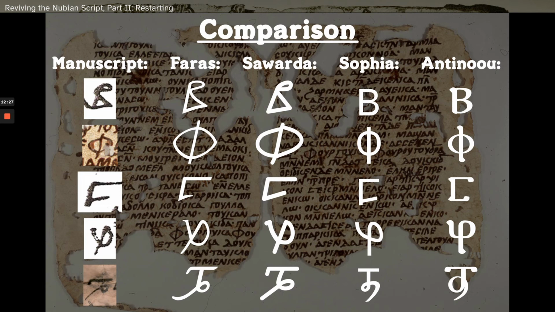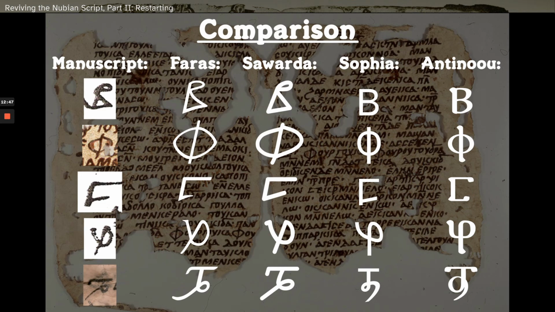This was the idea presented by Joel Mitchell of Taros Press when he began developing the Faros typeface, where I have some examples of letters here compared to their manuscript forms, as well as their forms in Sophia and Antinoou, which is a very famous Coptic font that's often used to write Nubian as well.